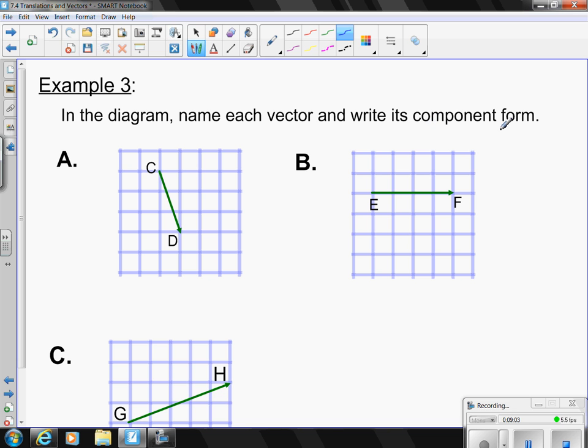In the diagram, name each vector and write its component form. This would be the vector CD, and I put the half arrow over the top. Notice it started at C, tip at D. I went down 3, over 1. So down 3, over 1. This would be the vector EF. And component form would be over 4, up 0.